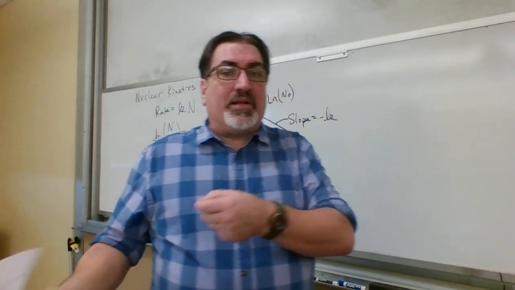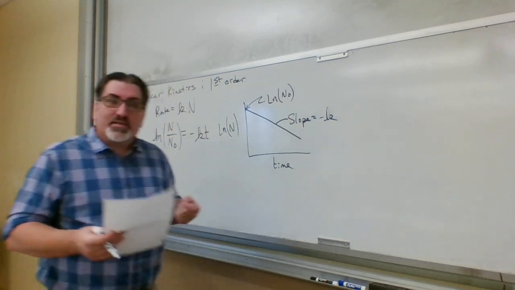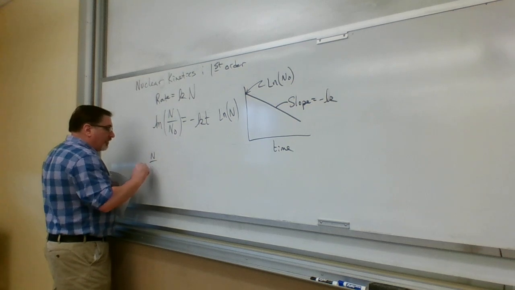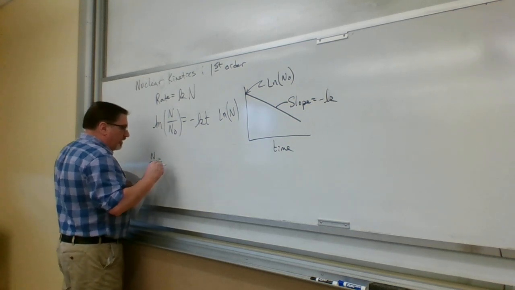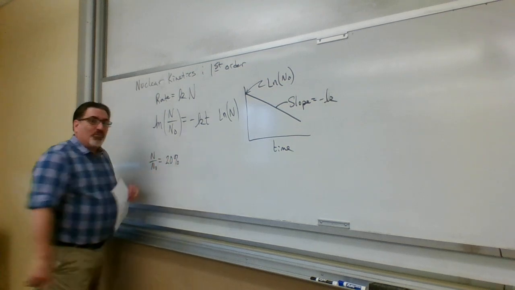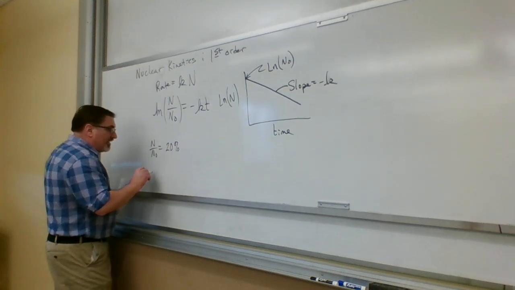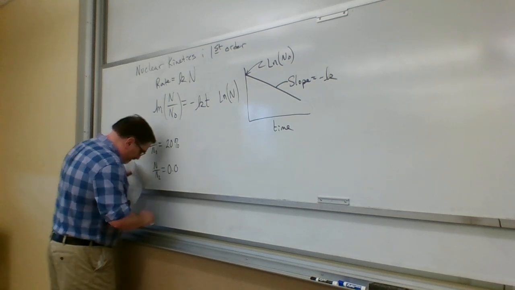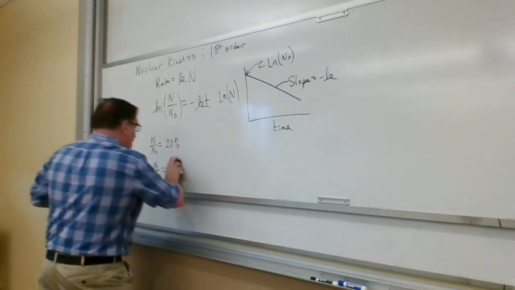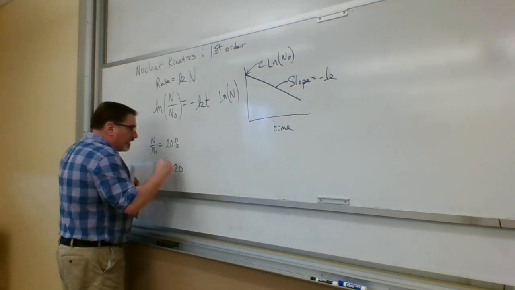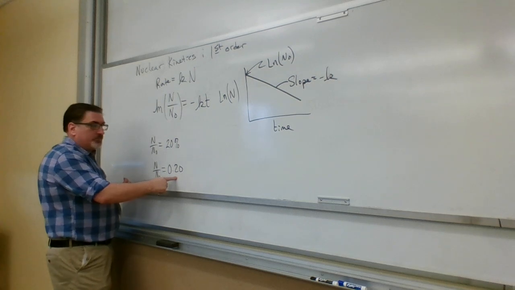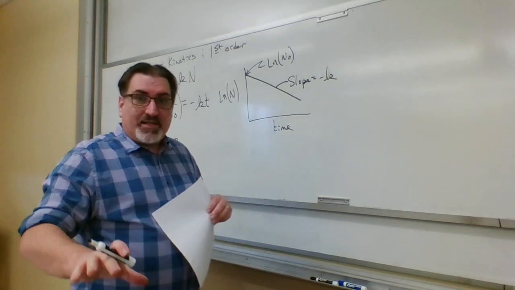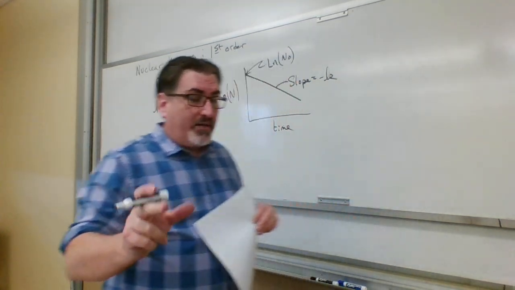Now you're going to see between the homework and exam and probably on some quizzes, something like N over N0 is 20%. And what that really means is that the ratio N over N0 is actually equal to 0.20. The percentage as a decimal. Okay? So if you see a problem, make sure you write this part down, or remember it, or both, better yet.